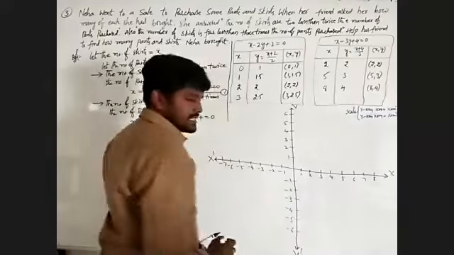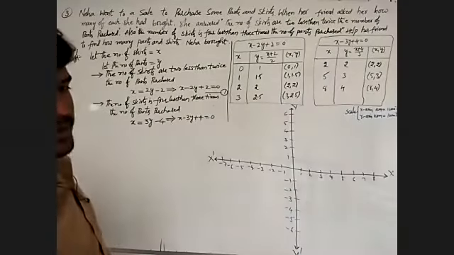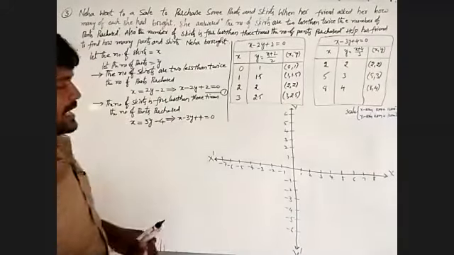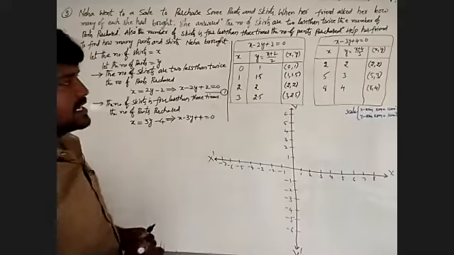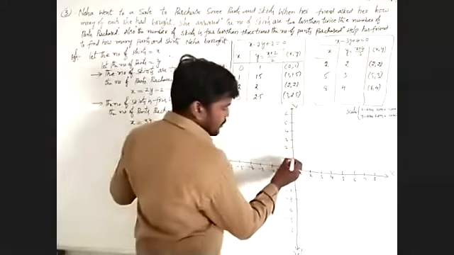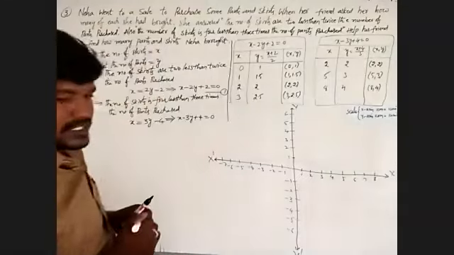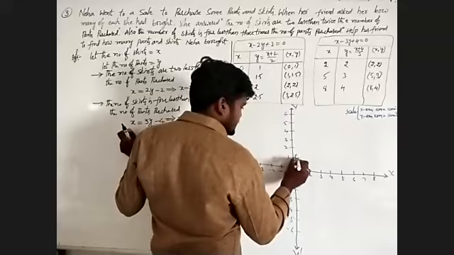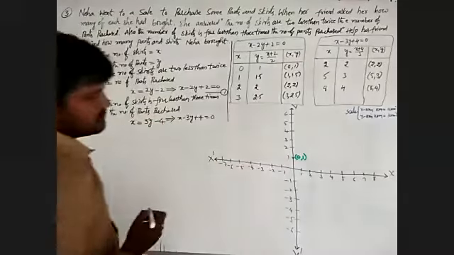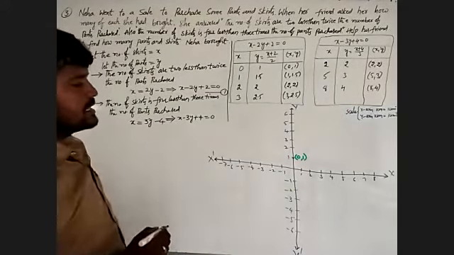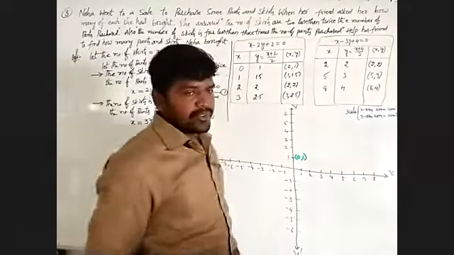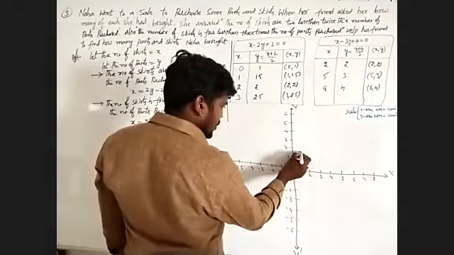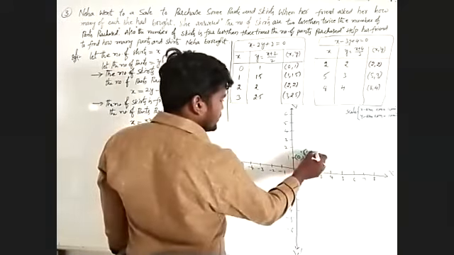We will observe in this first pair of linear equation, the first point is 0, 1. The x coordinate is 0, which means it lies on the y axis. This is the point 0, 1. After that, we take the next one, that is 1, 1.5. On the x-axis we take 1, on the y-axis we take 1.5. This is the point 1, 1.5.